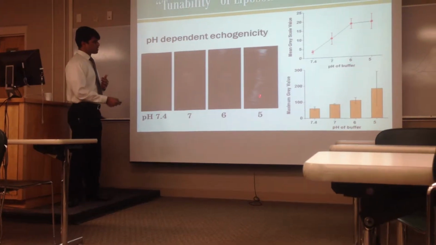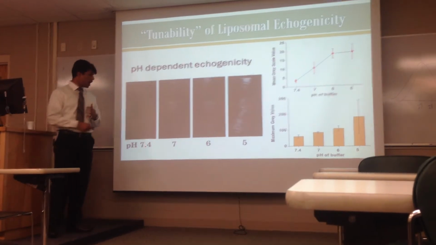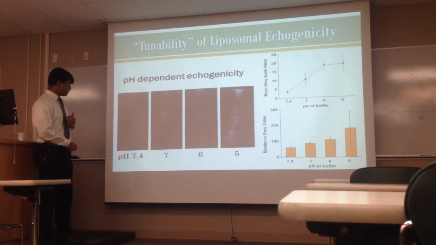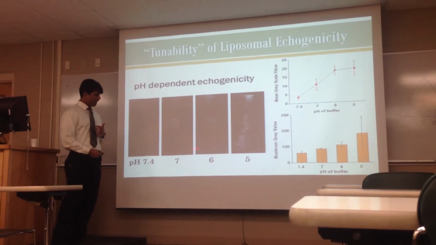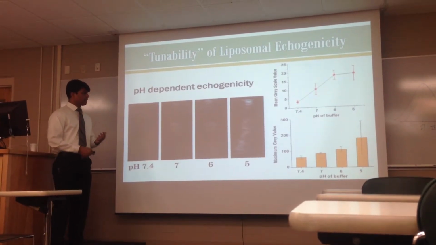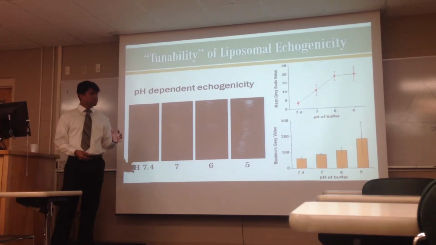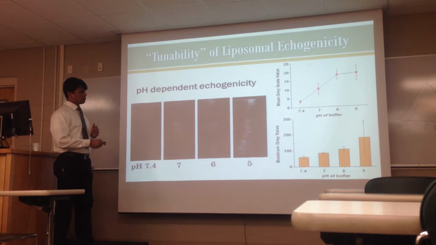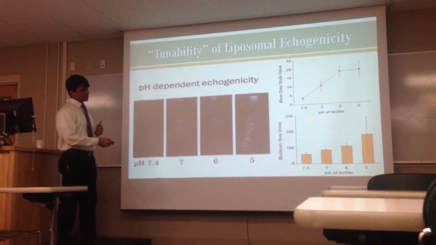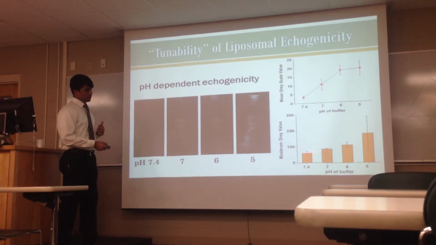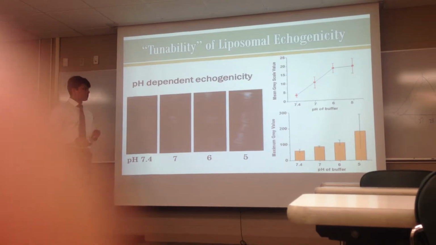Reflection of ultrasound increases with decrease in pH, indicating that liposomes are not reflecting ultrasound at physiological pH 7.4, but in a mildly acidic environment like pH 6 or pH 5, they start reflecting ultrasound. And when we evaluated these images for the mean grayscale value and maximum grayscale value, as you can see, with decrease in pH there was an increase in value, indicating the generation of carbon dioxide bubbles.